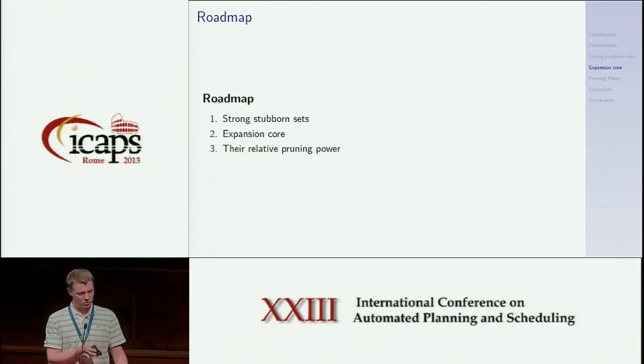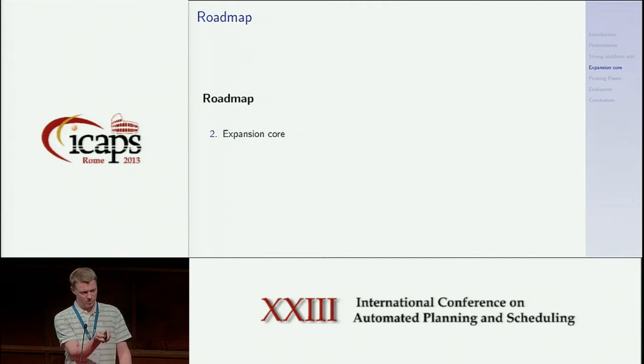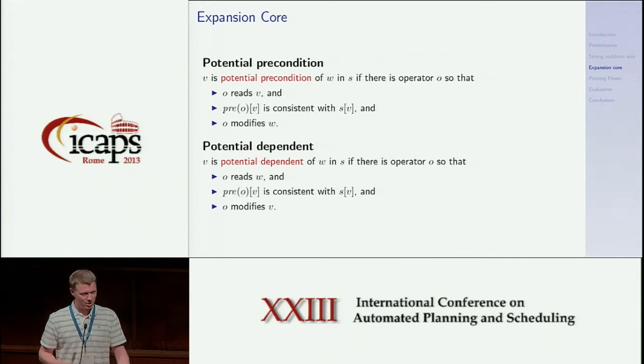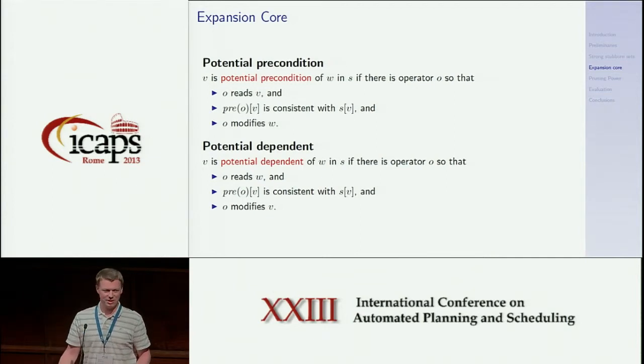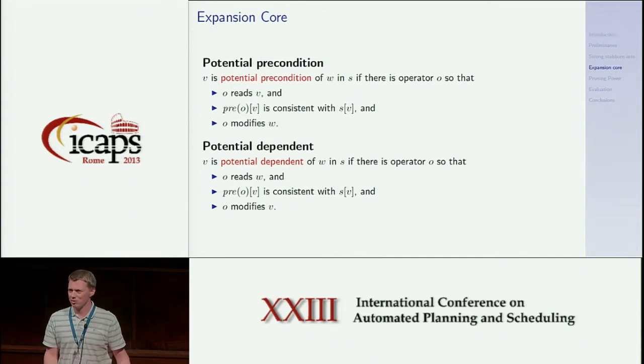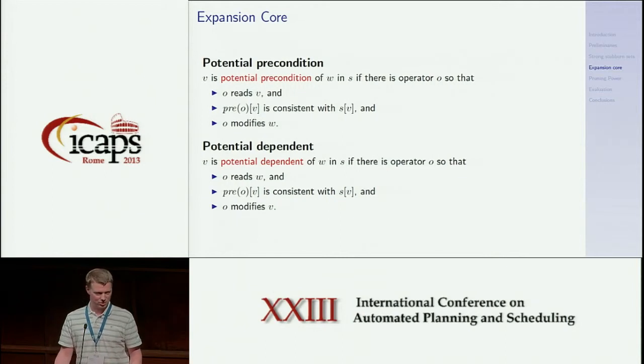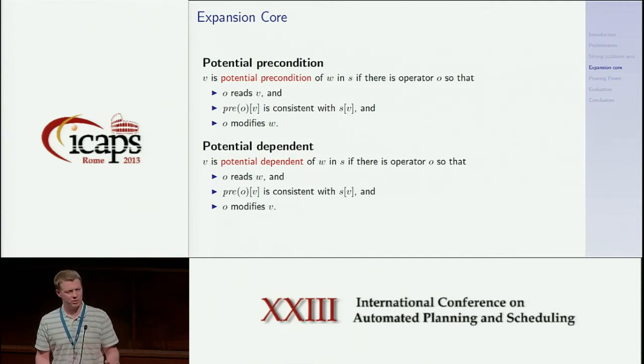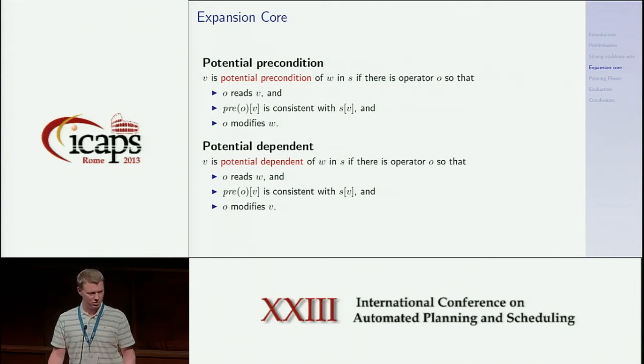Okay, so much for strong stubborn sets. Now to the second technique that we considered, expansion core. To introduce this technique, I have to give two more definitions. I'm sorry for that. Expansion core crucially relies on the notions of potential preconditions and potential dependence. I suggest to just give the definition and then have a look at an example afterwards again.